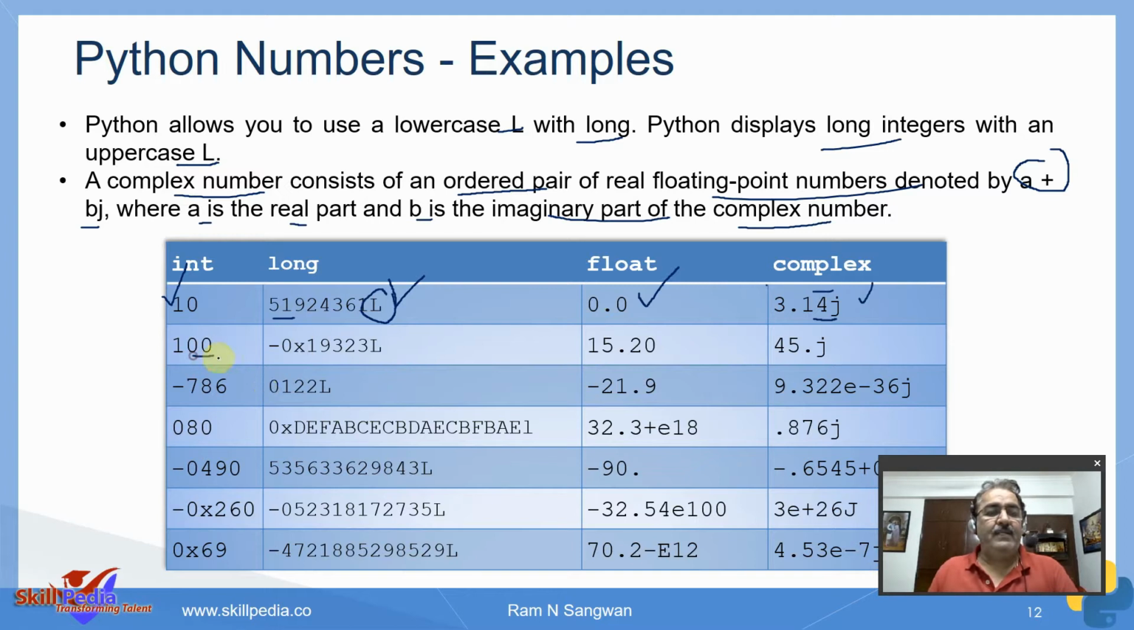Similarly, 100 is an integer value, and you can represent it in hexadecimal also. This 0x represents hexadecimal, and this is a float value, and this is a complex value. These are all different examples, and this is the hexadecimal format. So these are different examples of numbers: what numbers can have, and how we can have different types of numbers in Python.